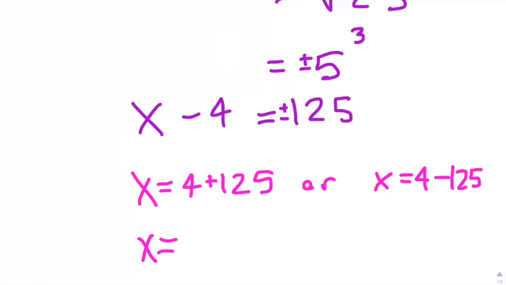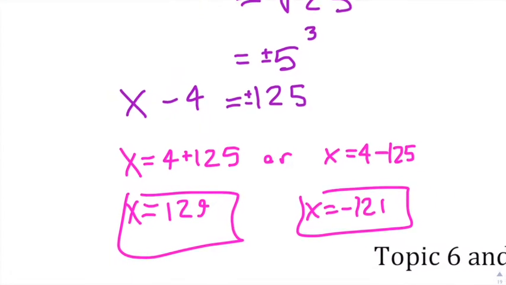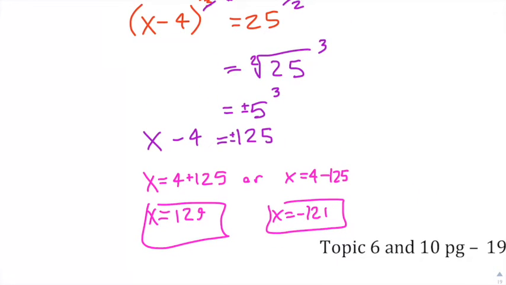And I'll bring up a little trick here to remember that in just a second. This will come out to, I guess, 129. And then 4 minus that, that'll be x equals negative 121 right there. And those are your two answers. So they split up into two separate answers in that case there.